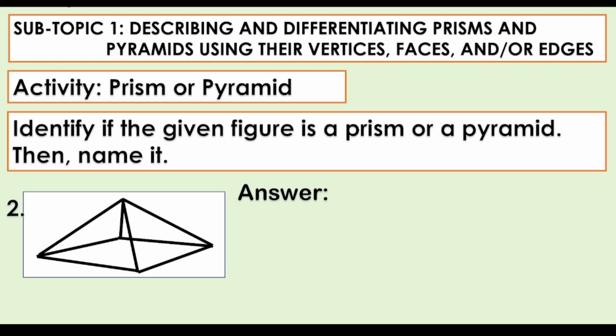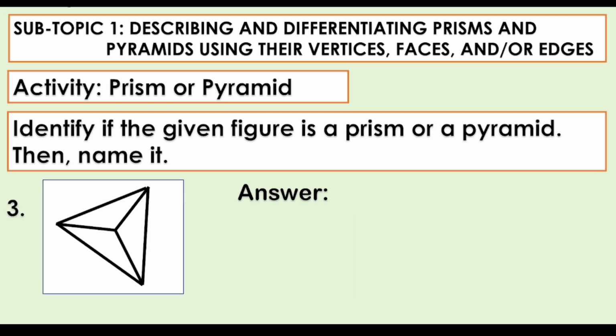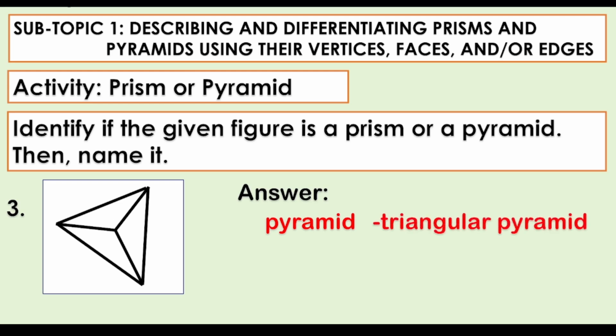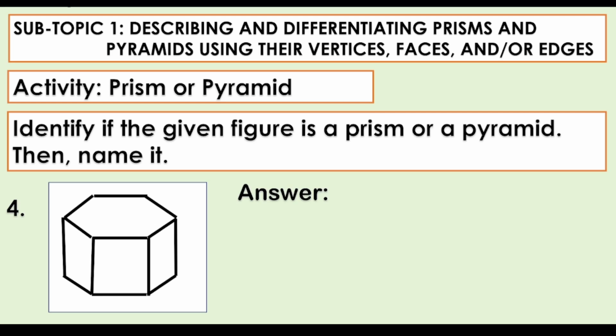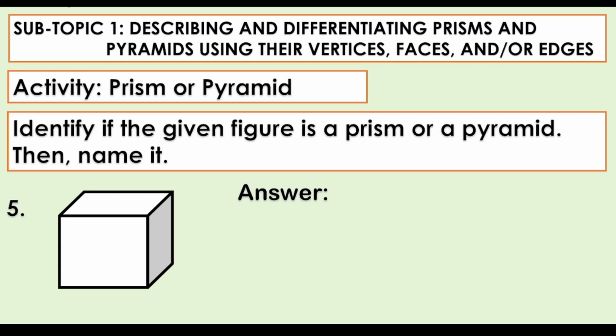Number 2. Answer. Pyramid. Square pyramid. Number 3. Answer. Pyramid. Triangular pyramid. Number 4. Answer. Prism. Hexagonal prism. Number 5. Answer. Prism. Cube.